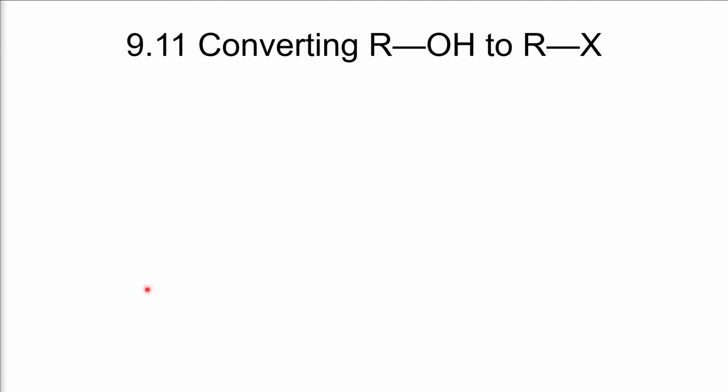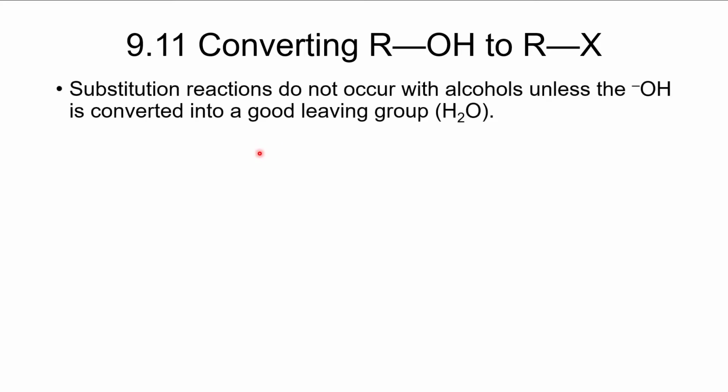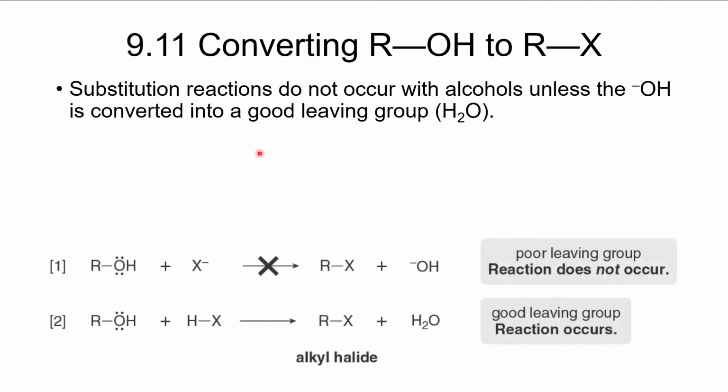In Chapter 9, Section 11, we want to look at how we convert alcohols into alkyl halides. Sometimes that is a reaction that we will be interested in doing, so let's figure out how that works. Now, we can't use the alcohols directly and do substitution with those because hydroxide is not a good leaving group. Recall, the stronger the base is, the worse something is as a leaving group. Since hydroxide is a strong base, it's a lousy leaving group. So, that reaction just won't occur.